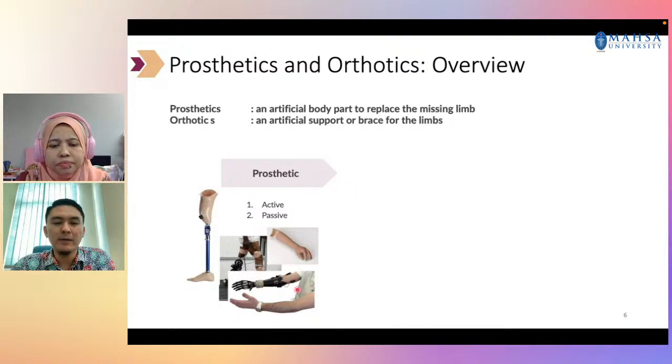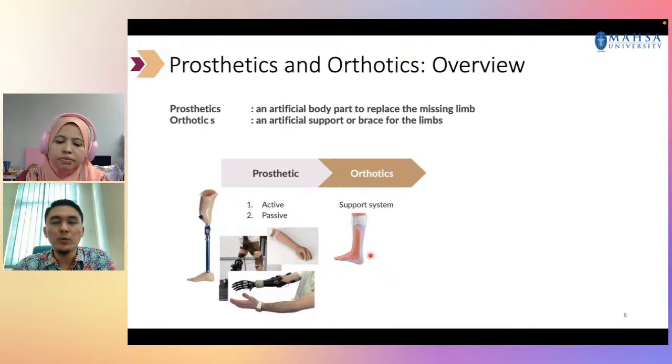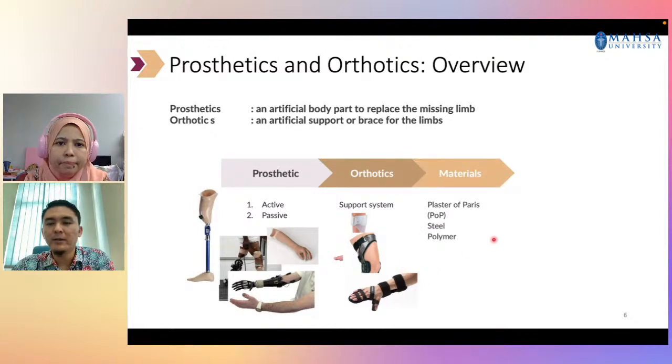And then there is another example of an active prosthetic hand, combining all the electronic and electrical parts and also the structure made from polymer, metal and so on. And for the orthotics, this is somehow for the support system. For example, to support the ankle joint after injury, and in some cases to give treatment to patients like those with cerebral palsy, the medical doctor will put the orthotic or brace onto the ankle joint. This is an example of a knee orthotic. And then there is another example of an orthotic, which is for the wrist joint. In terms of material, the conventional ones were made of plaster of Paris, POP, and some of them from steel and polymer.